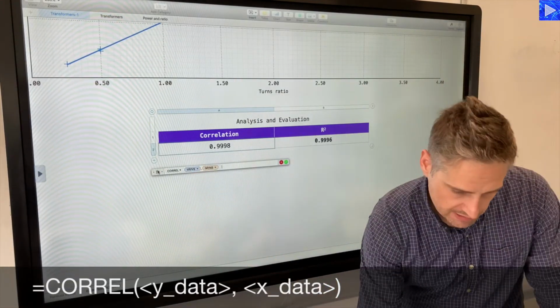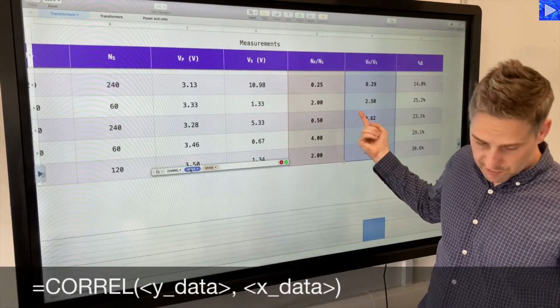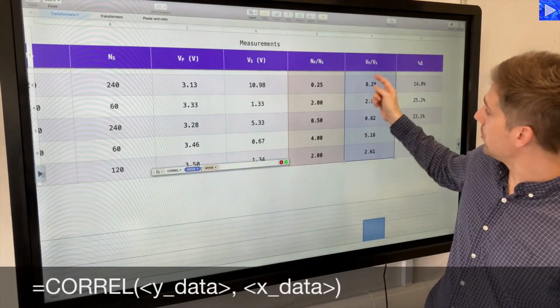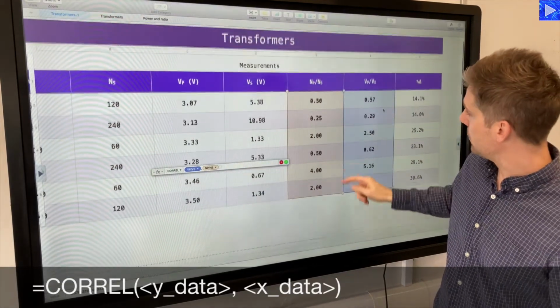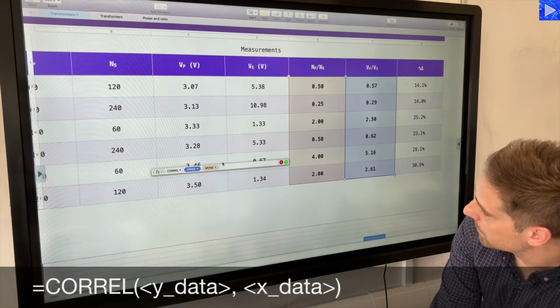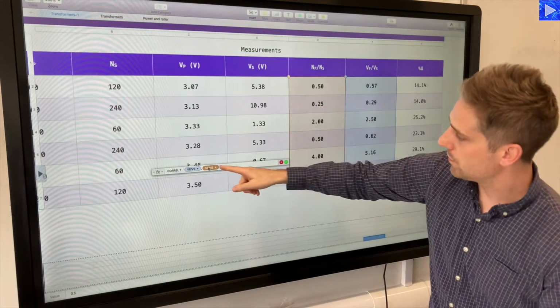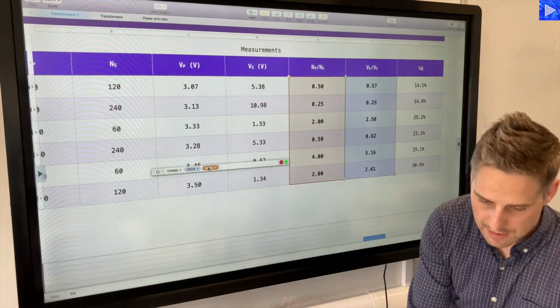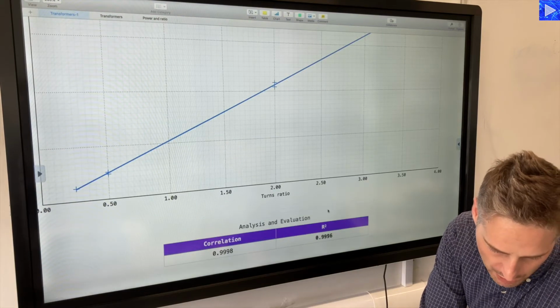Okay, and then we put into that our potential difference data. So I just select this column of data here as the first argument of the spreadsheet formula. Okay, so you put that in there. And this is the turns ratio here. So I select that column for the second argument. So that gives us the correlation value, sometimes called R.